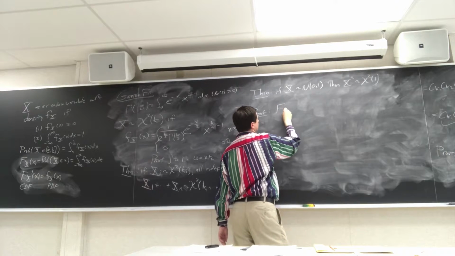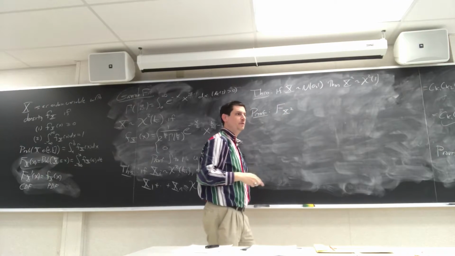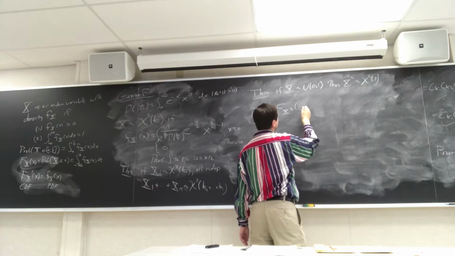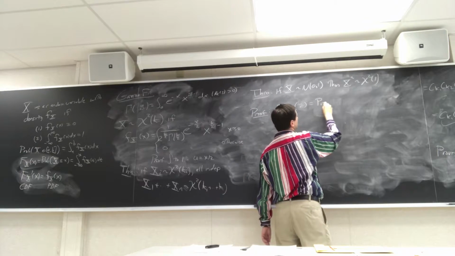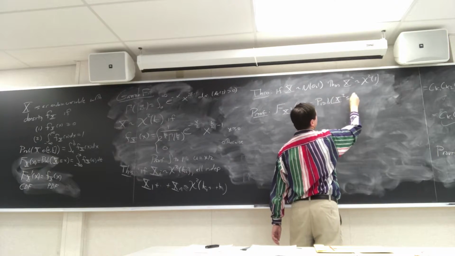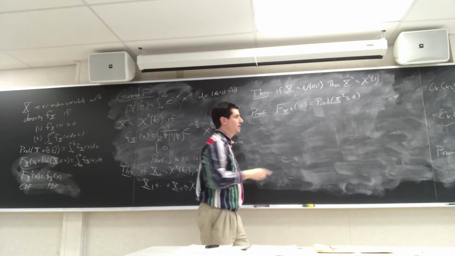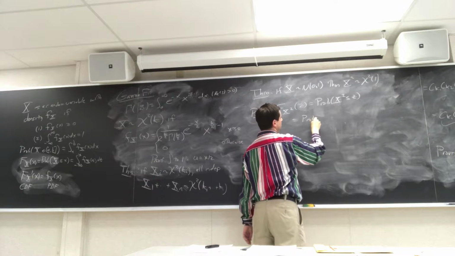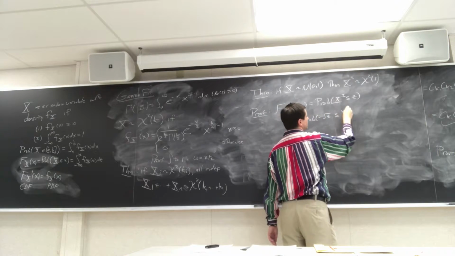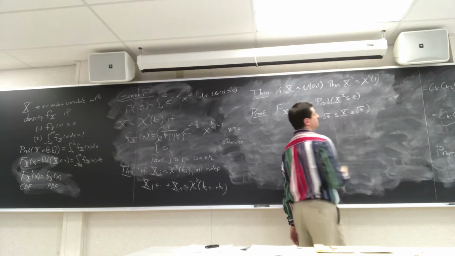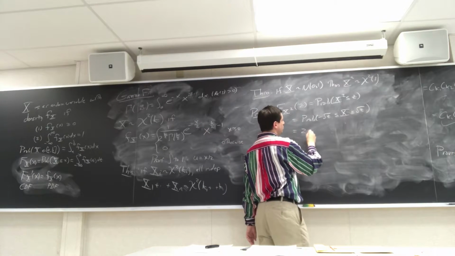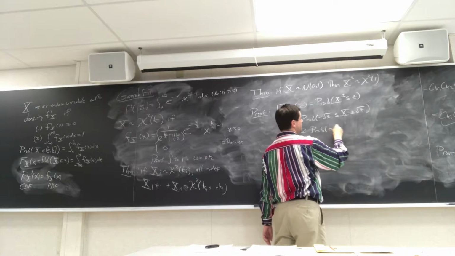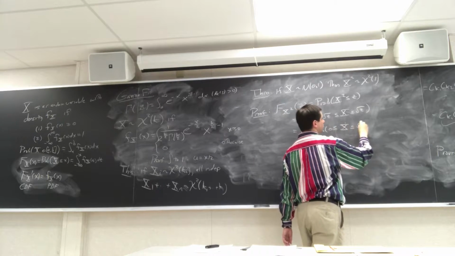So the cumulative distribution function for my random variable x squared at some point, I'll call it z, this is just the probability that x squared is at most z. This is the same as the probability that negative square root of z is less than or equal to x is less than or equal to square root of z. If my square is at most z, then x has to be between negative square root of z and positive square root of z. So this is going to just be twice the probability that 0 is less than or equal to x is less than or equal to square root of z.